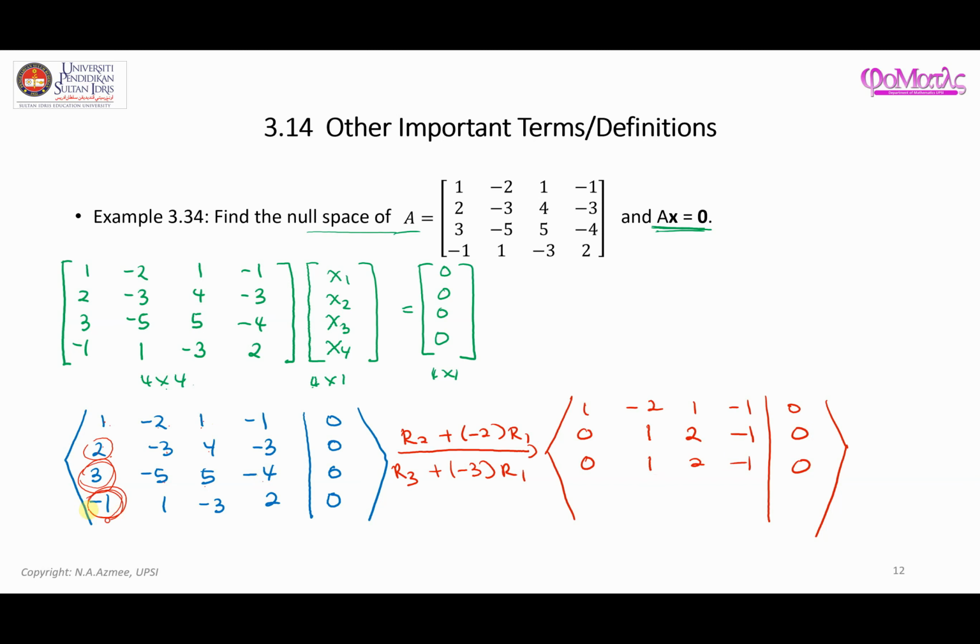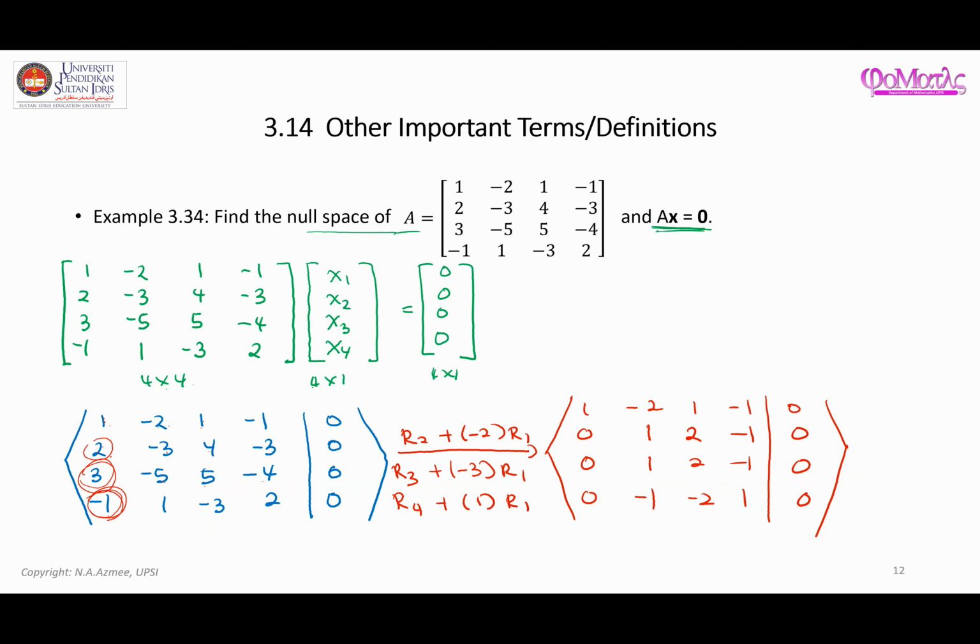Finally, this part here has to be turned into 0 as well. So we have the fourth row plus the first row. So negative 1 plus 1 is 0, 1 minus 2 is negative 1, negative 3 plus 1 is negative 2, 2 minus 1 is 1. So these are the results that I got.